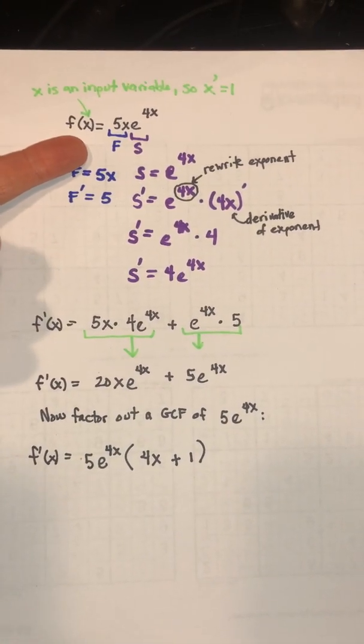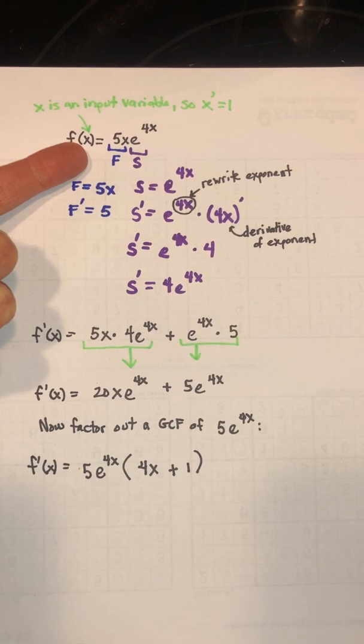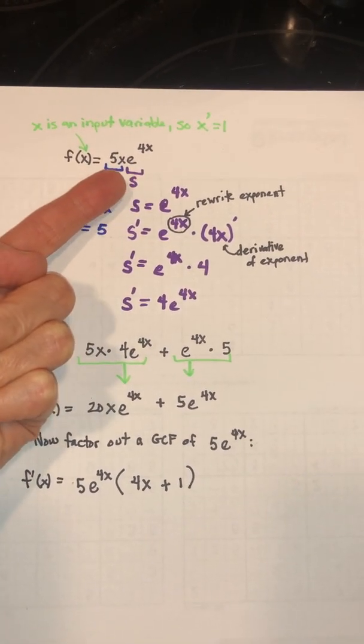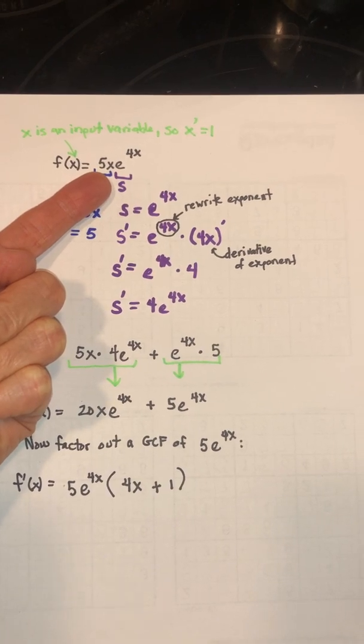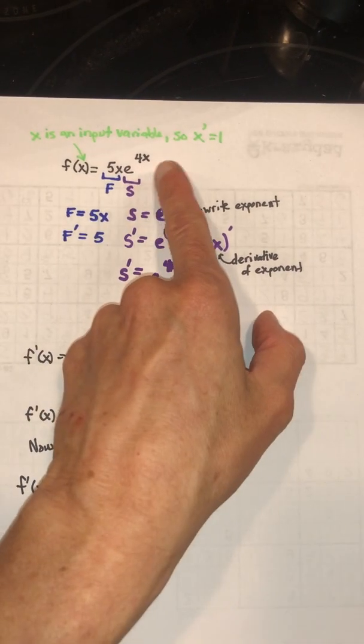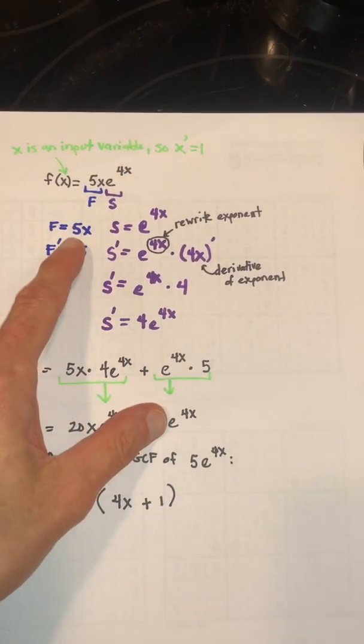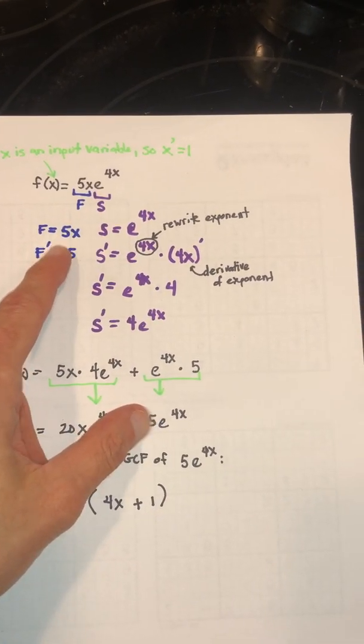So in this function, I have a product. I can see that my input variable is an x, and the x is being sent to two different things. It's being sent to 5x, and it's also being sent to this exponent up here. So my first term, my 5x, is going to follow the power rule.